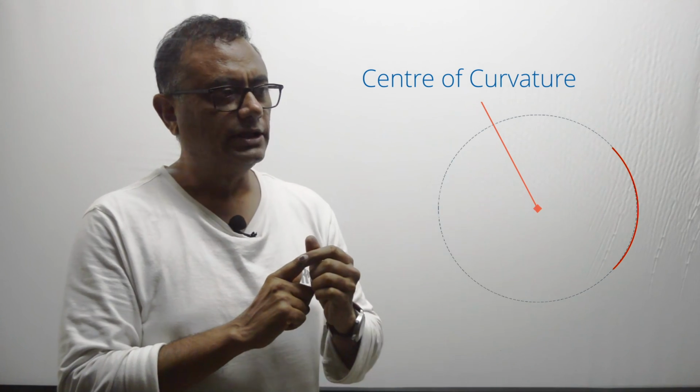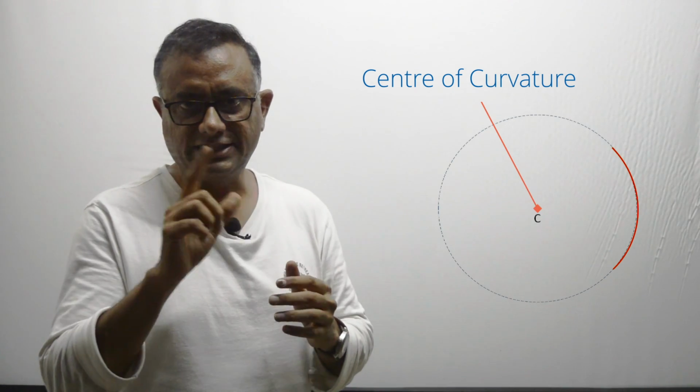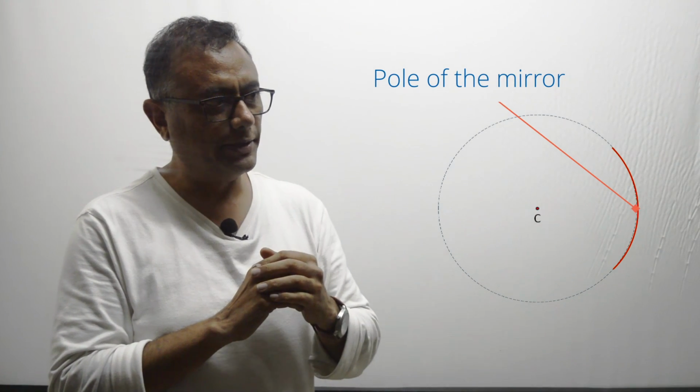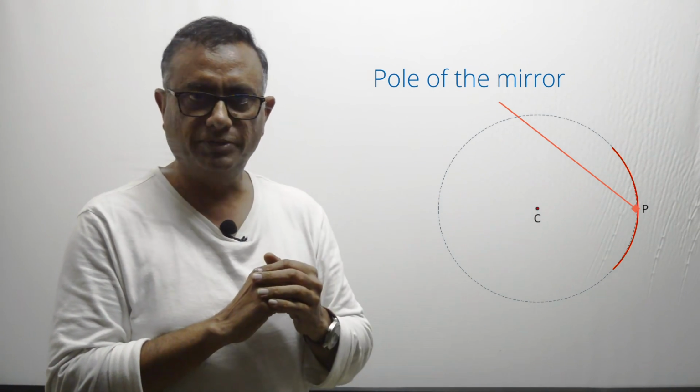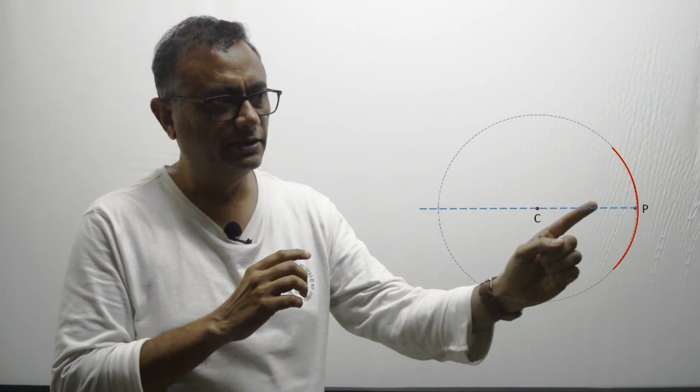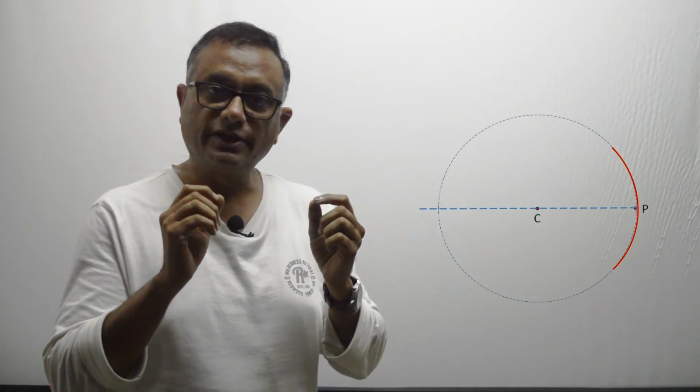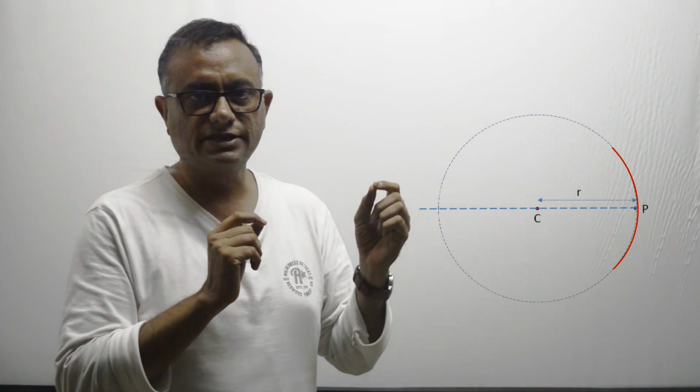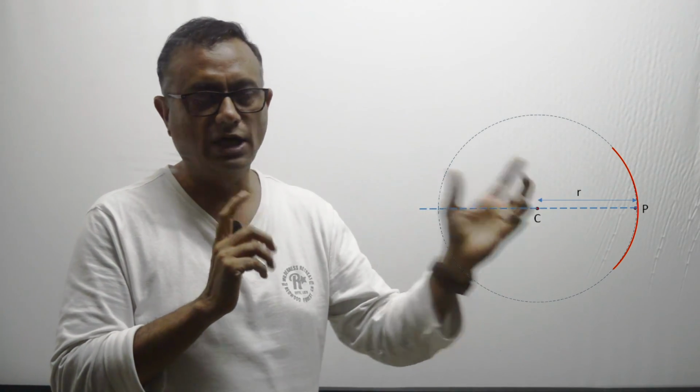Here we have a sphere, and the concave mirror which is shaded. The center of the sphere is called the center of curvature, designated by C. P is the pole of the mirror, the geometrical center of the mirror. If you join C and P, that is equal to the radius of the sphere. Therefore, CP is equal to R.